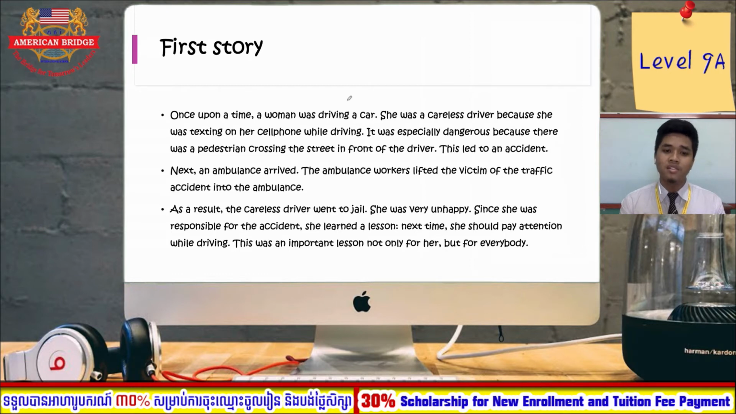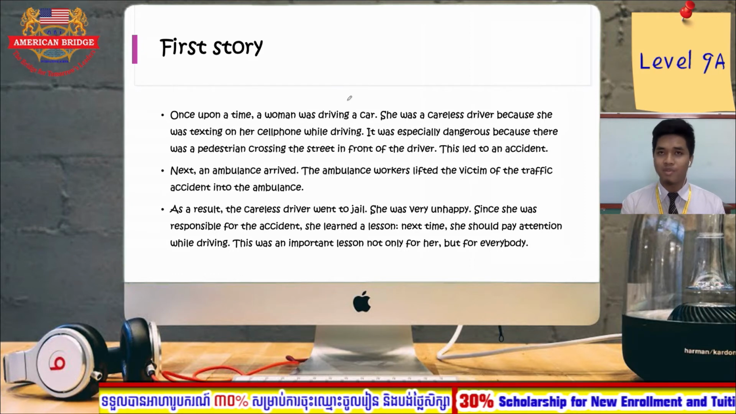Next, an ambulance arrives. The ambulance worker lifts the victim of the traffic accident into the ambulance. As a result, the careless driver went to jail. She was very unhappy. Since she was responsible for the accident, she learned a lesson. Next time, she should pay attention while driving. This was an important lesson not only for her but for everybody.